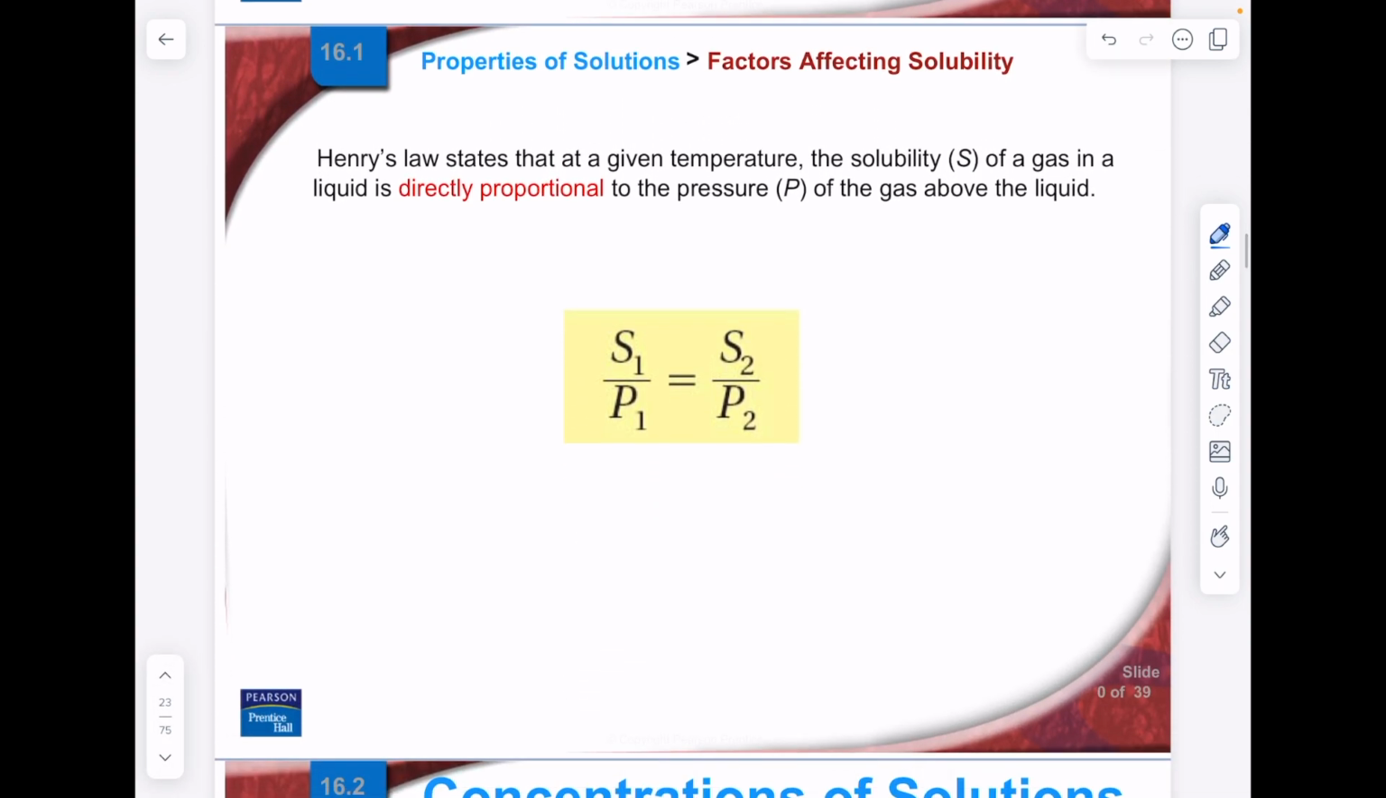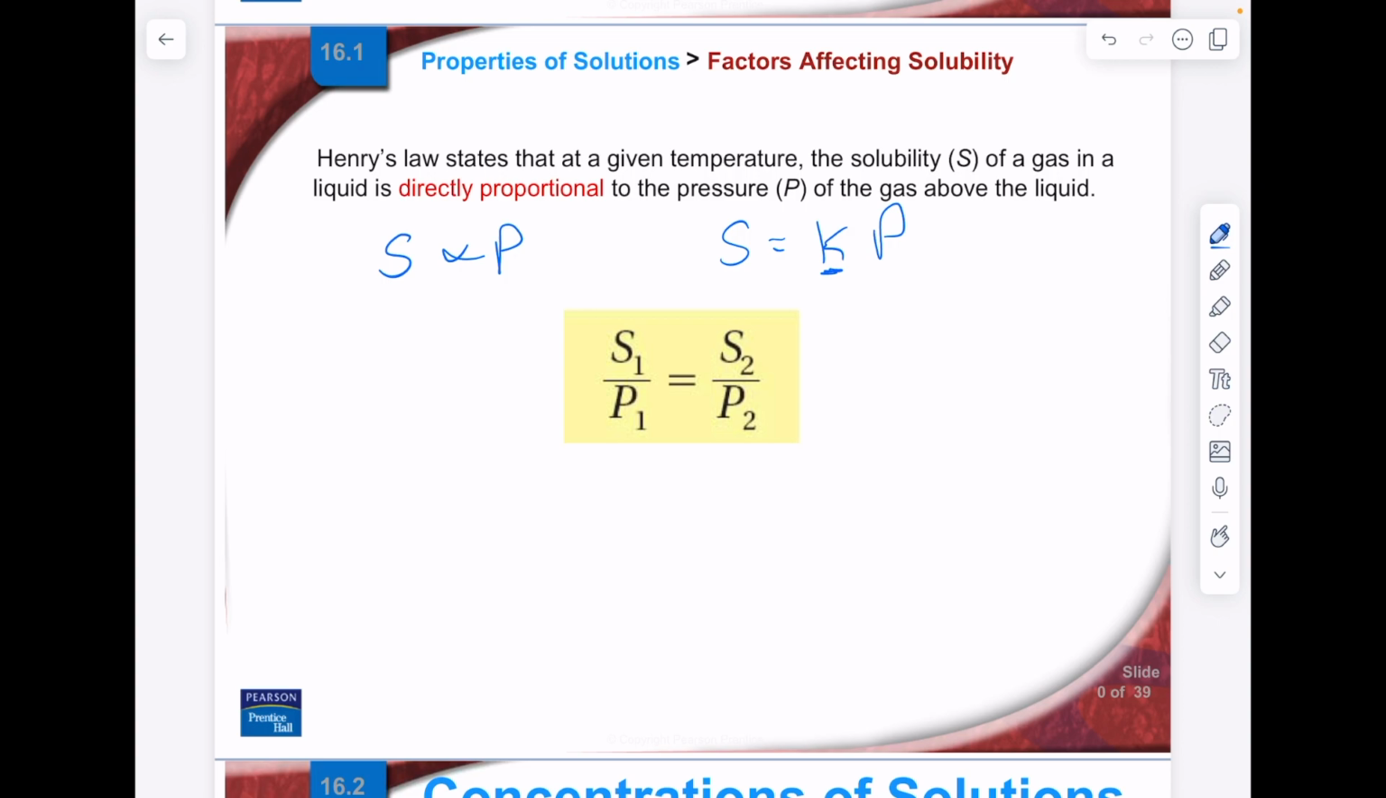And that is actually called Henry's law. Henry's law says that the solubility is proportional to the pressure. And we can therefore say solubility is going to equal some constant times pressure when we add a proportionality constant. And we can look up what that proportionality constant is for different gases. And there would be a chart for carbon dioxide or oxygen or nitrogen.